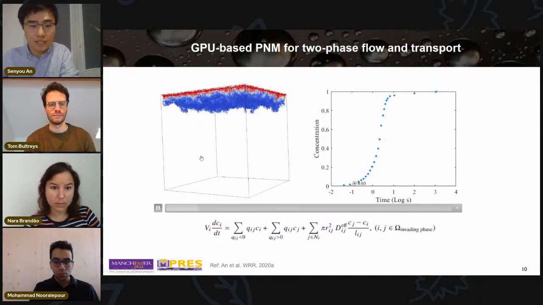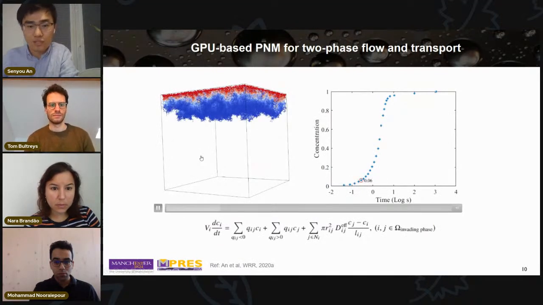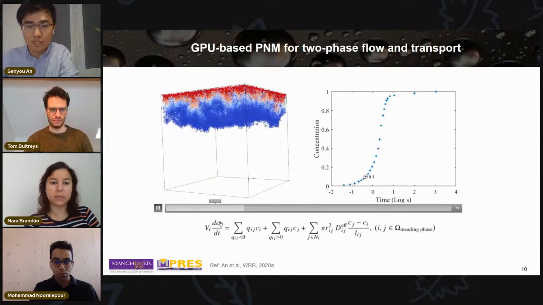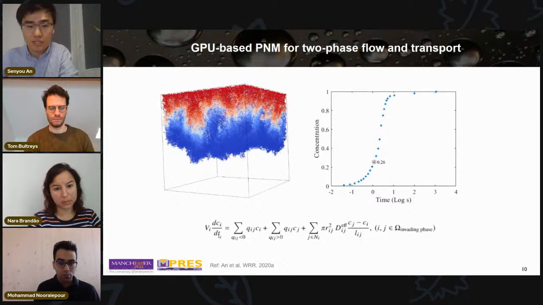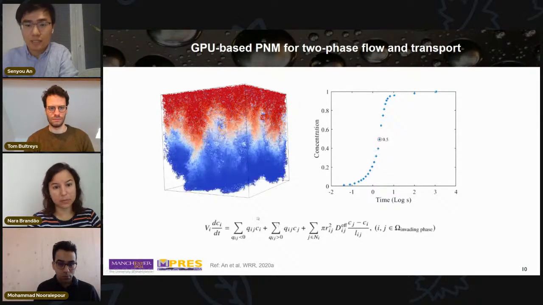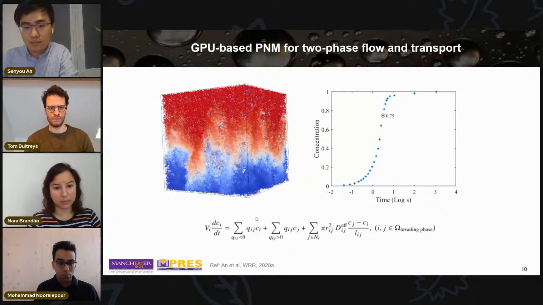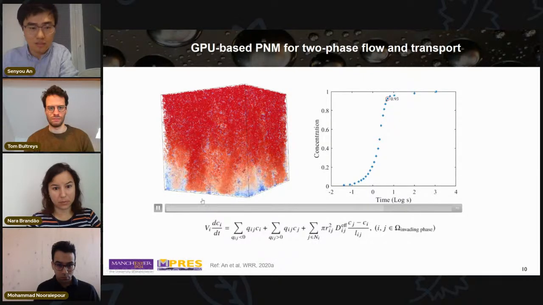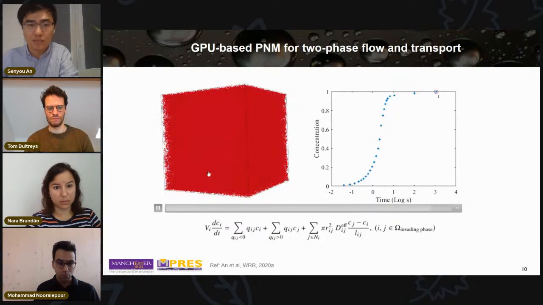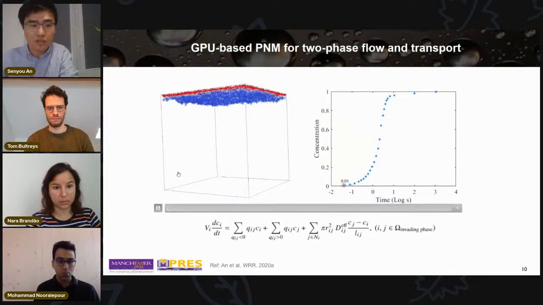Then we simulate the conservative solute transport in the network using the advection-dispersion equation. The left part here is the concentration change of each pore unit. These two terms are the advection section, and this one is for dispersion. This transient simulation is also parallelized on a GPU node. We allocate each pore body to a kernel.